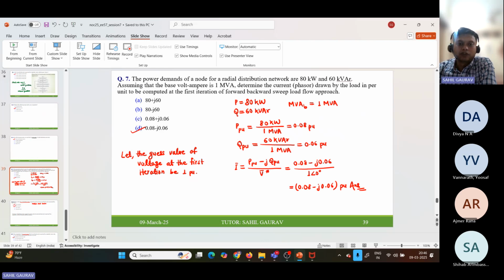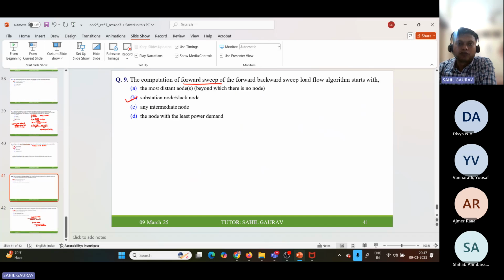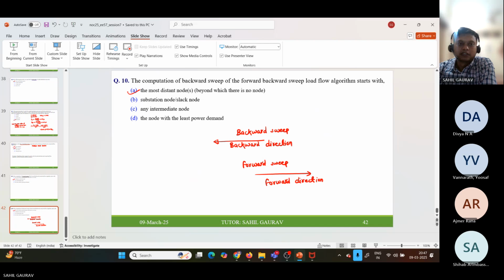So it is a similar type, meaning how we can find this load current. What data of distribution lines is required to perform the forward backward sweep load flow algorithm? Line resistance and line reactance. The computation of forward sweep starts with the substation node or slack node. The computation of backward sweep starts from the distant node beyond which there is no node. So from the name itself, it suggests that backward sweep starts from the most distant node or end node, while the forward sweep starts from the substation node or slack node and moves forward.